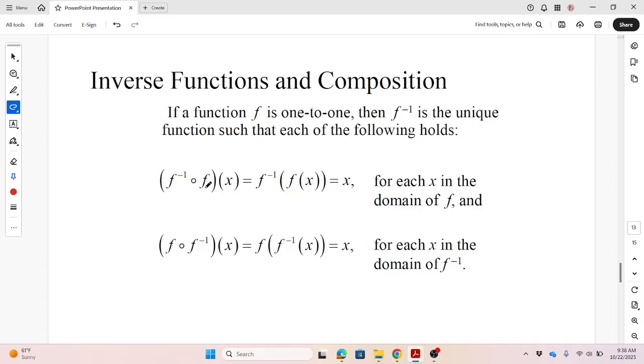And keep in mind, the graph would be a reflection of the graph of the original function across y equals x. So if you have two inverse functions, and you try to find their composition, it's always going to give you the same output as the input, no matter which order you take.